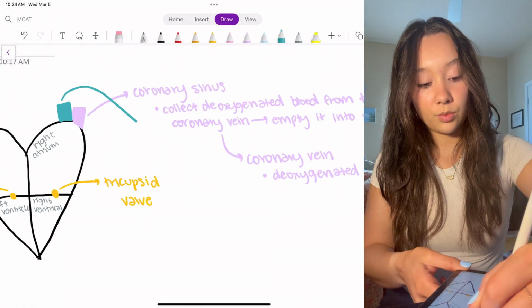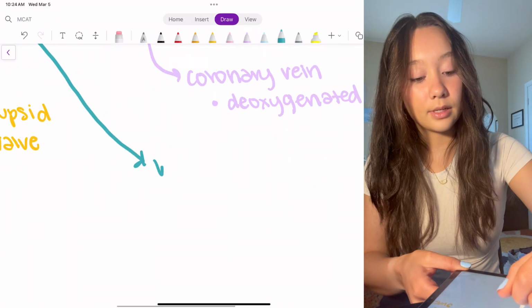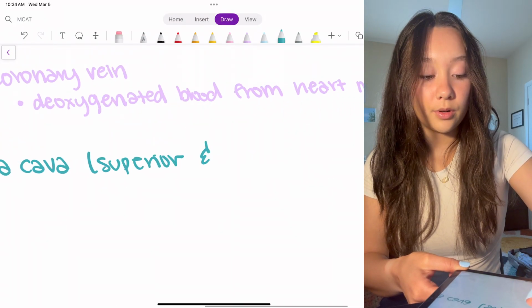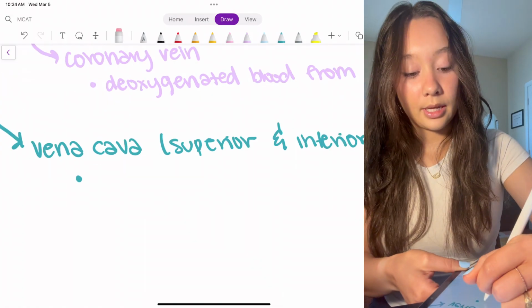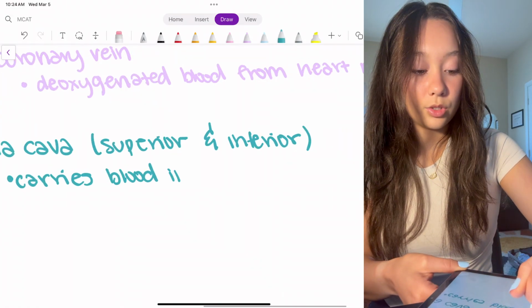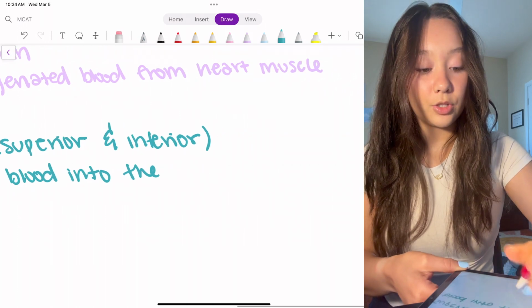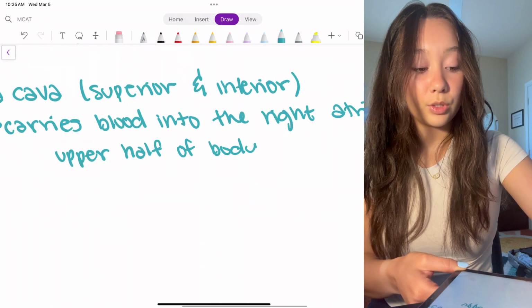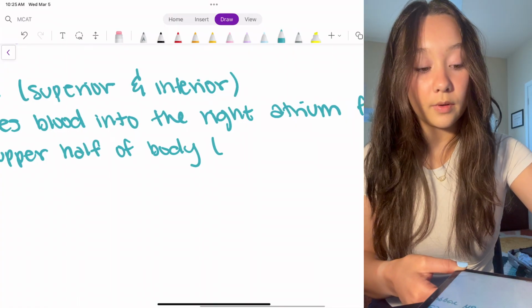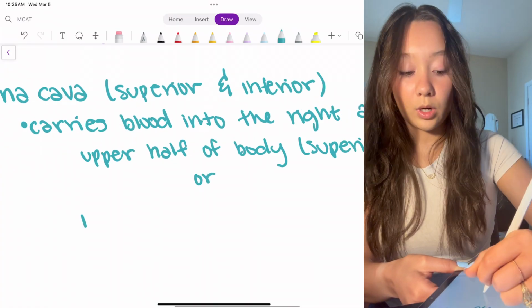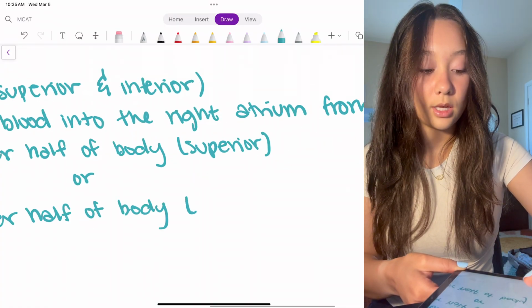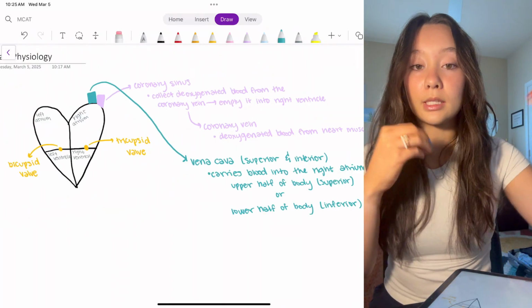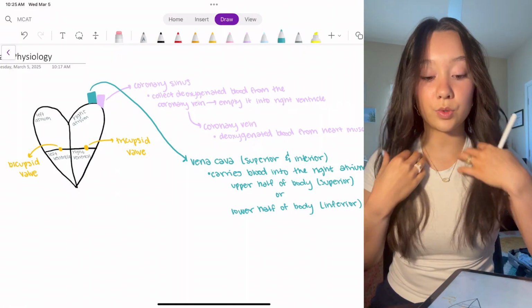So next, let's point to, this is the Vena Cava, and there is a superior and an inferior part. So the job of this is that it carries blood into the right atrium from either the upper half of the body, which is going to be the superior vena cava, or the lower half, which is going to be the inferior part of the vena cava. So those are the parts that dump in deoxygenated blood into the body.